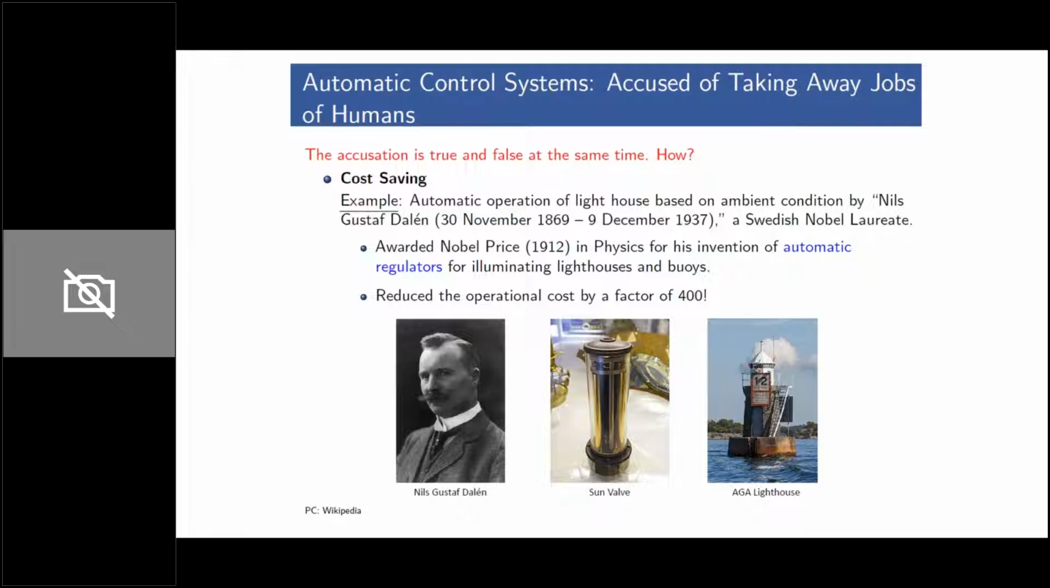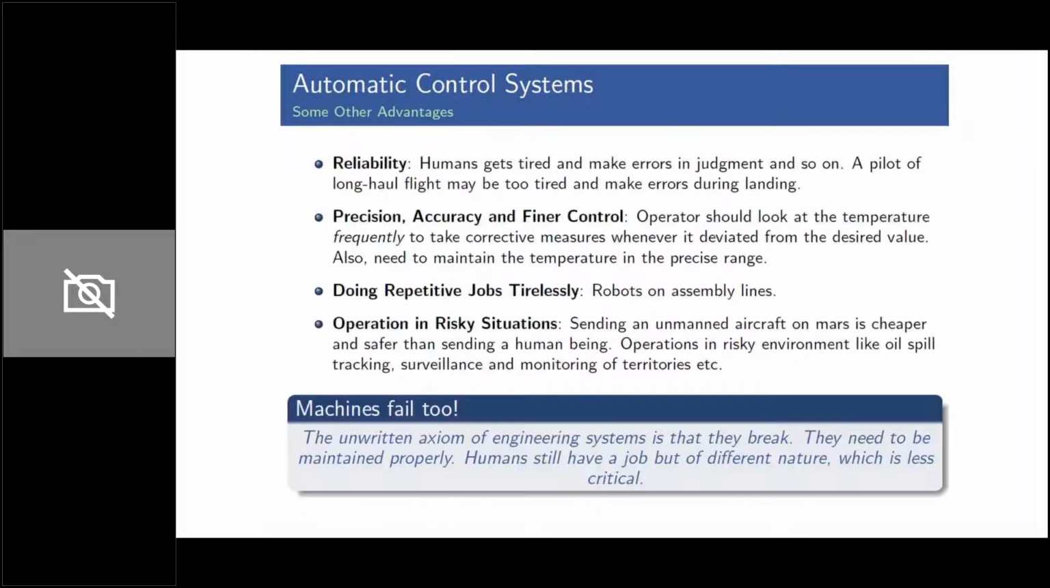Other than this, there are many advantages of automatic control systems, like reliability, precision, accuracy, and finer control, doing any job repetitively and tirelessly, and operations in risky situations where any human intervention is not possible.